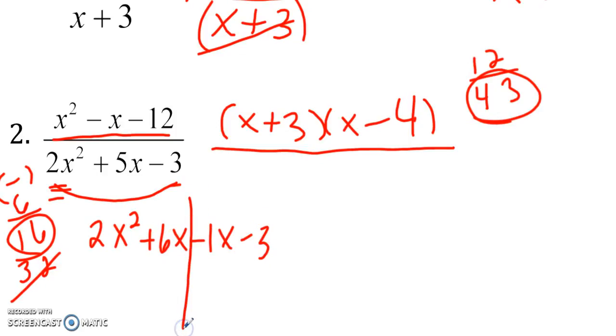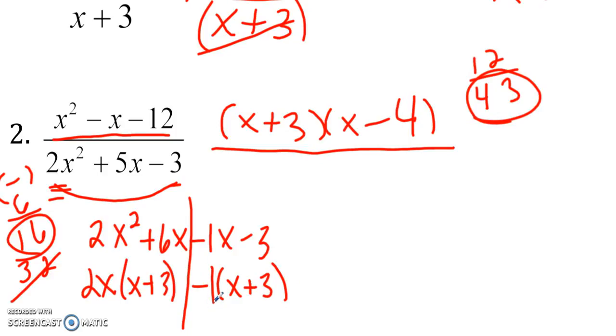Factoring's not going away. So I factor GCF 2x, x plus 3. Whatever I get there, I get here. I get a minus 1 as the GCF. So my one factor is 2x minus 1, and my second factor is x plus 3.